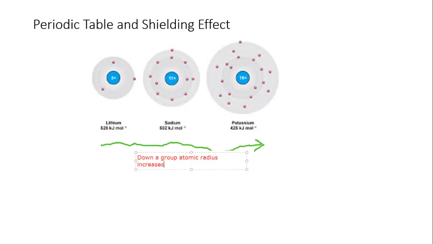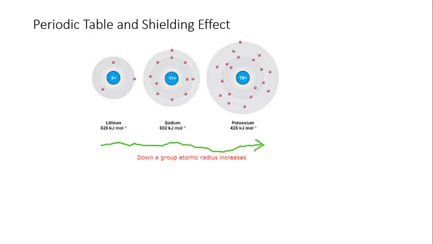Can anybody tell me why you think the atomic radius increases down a group by looking at these three elements? The reason it increases down a group is because as you go down a group, what's increasing? The number of inner electrons. Since you have more inner electrons, you need more energy levels to put those electrons in. Since you need more energy levels, the radius gets bigger.